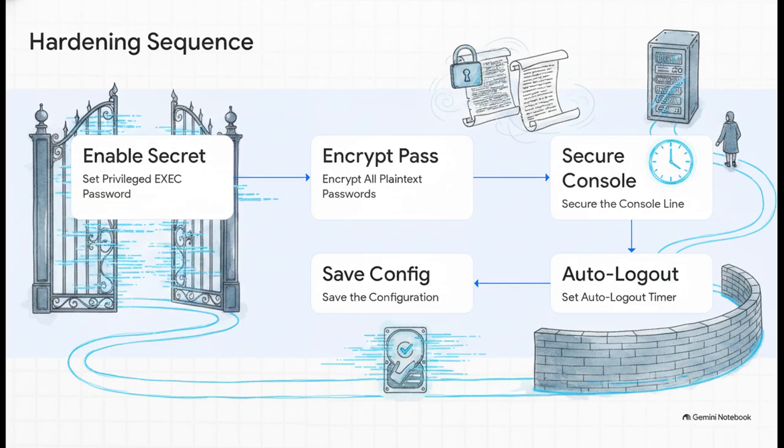Step 1, you set your enable secret. This protects that critical privileged exec mode we just talked about. Step 2, run service password encryption so that zero plaintext passwords ever show up in your config files. Steps 3 and 4, secure the physical console line with a password and an auto logout timer, so if you happen to walk away to grab a coffee, your session automatically times out. And only at step 5, after the entire house is locked up, do we finally save the configuration.